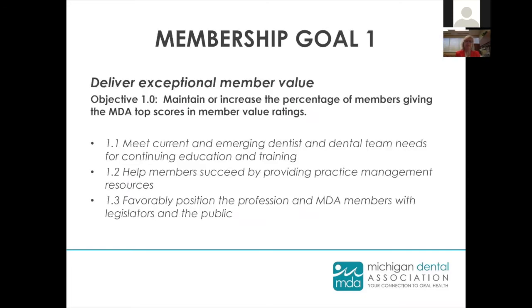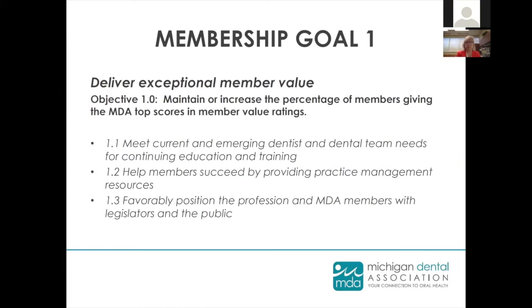Our first membership goal is indeed a membership goal, and it's one that I think you can all relate to. It's to deliver exceptional member value. We judge this according to a survey that we conduct every couple of years. Our scores are very good already, so we're really hoping to see an increase in the number of people who give us the very top scores, exceptional member value.